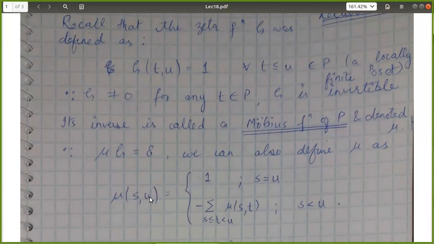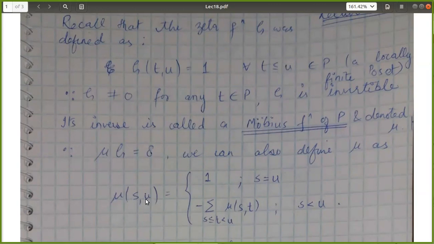For all other values, which means any other t in between s and u, strictly bigger than s, you will have mu of s,t and zeta of t,u with t less than u. But zeta of t,u for any such t and u is equal to 1. And the total is equal to 0. So what you're left with is that the entire summation is equal to 0.